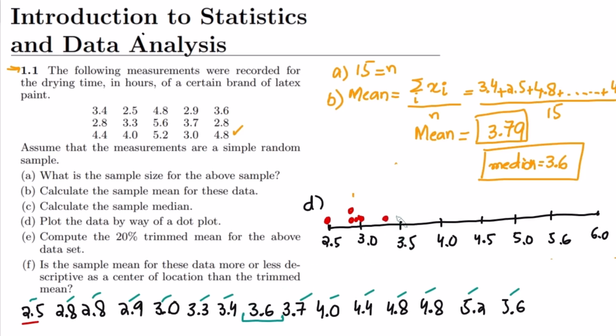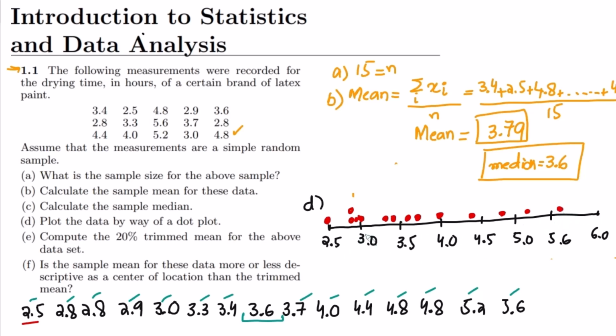Then 3.4 here, then 3.6 here, 3.7 here, 4.0 is here, then 4.4, 4.8, which is here, then 5.2. So let me have 5.2 here, and then 5.6.